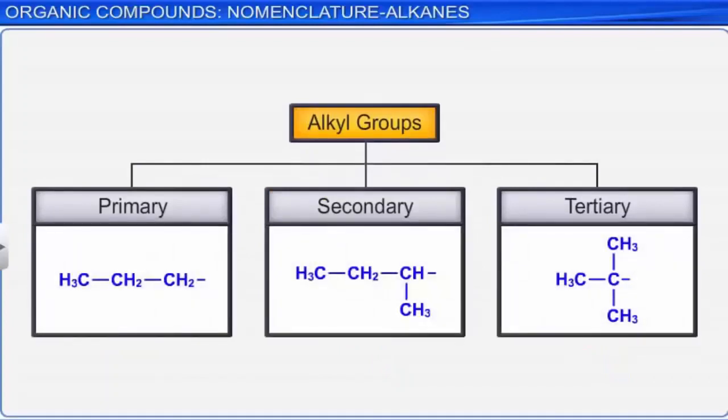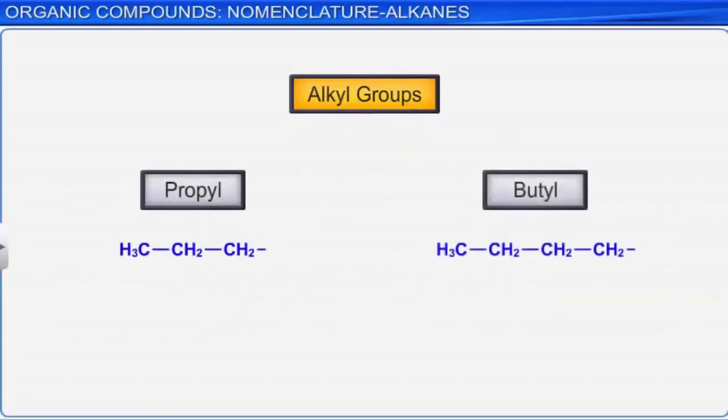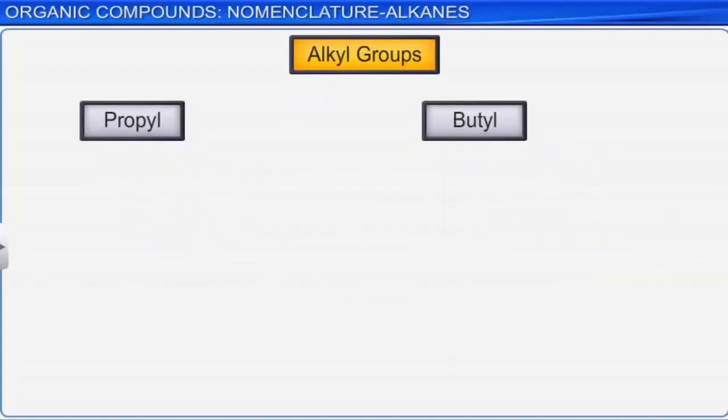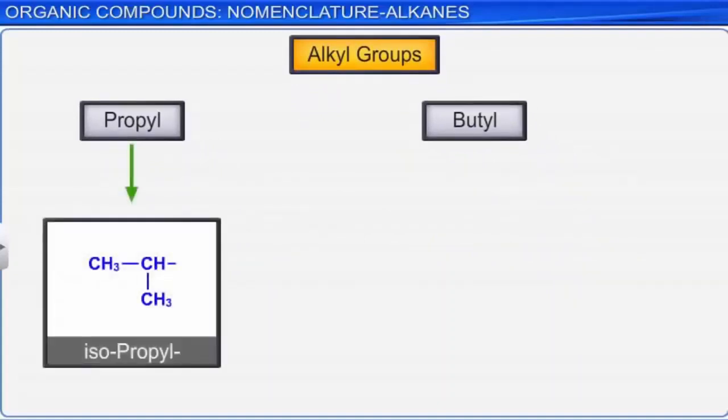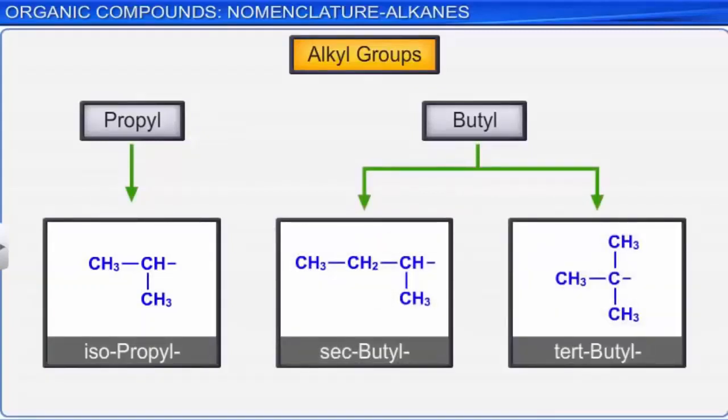Alkyl groups derived from the saturated hydrocarbons having minimum 3 or more carbon atoms can have the following possible branched structures. For example, propyl and butyl groups can have the following structures. The trivial names given for these structures are isopropyl, secondary butyl, and tertiary butyl, as the carbon atom is attached to other 2 and 3 carbon atoms respectively.